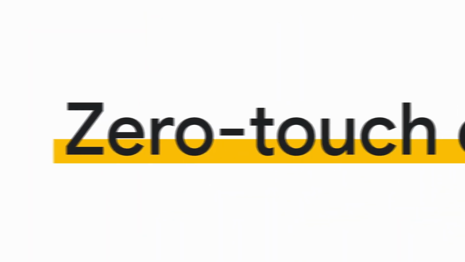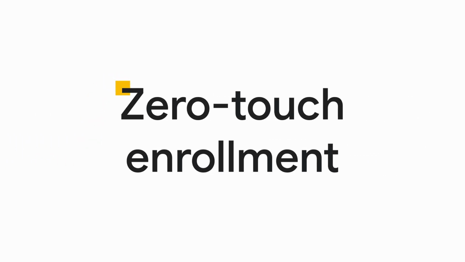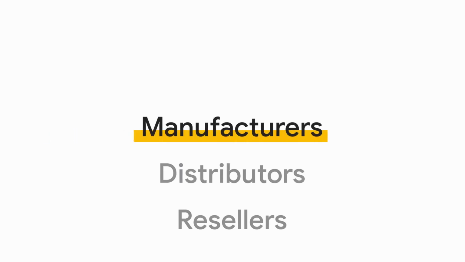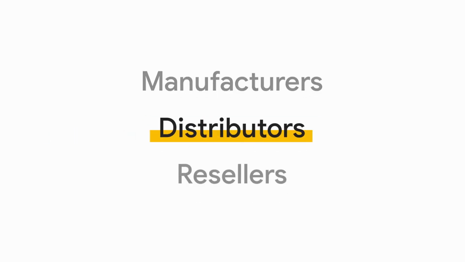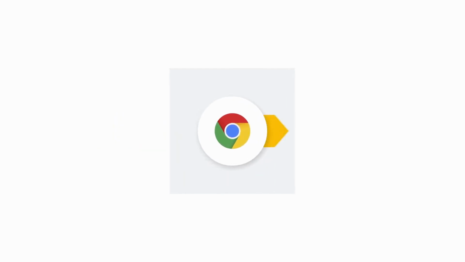In this video, we'll explain how to use zero-touch enrollment for Chrome OS devices, which is an alternative to manual enrollment of devices. With zero-touch enrollment, an approved pre-provisioning partner, such as select device manufacturers, distributors, or resellers, sends instructions to Google to automatically enroll a compatible Chrome OS device into a customer's domain after that device is turned on and connected to the internet.